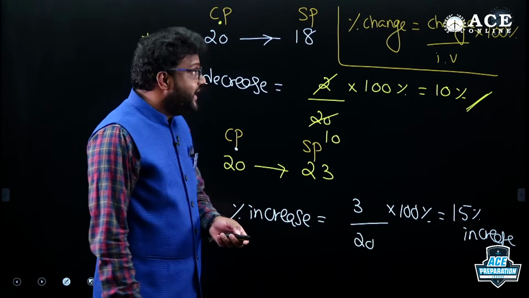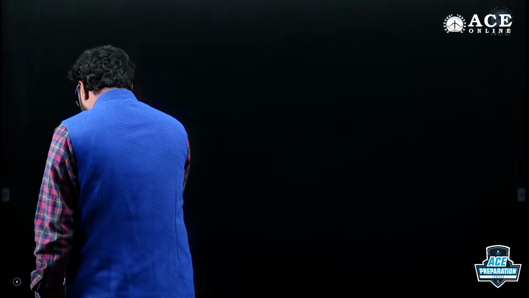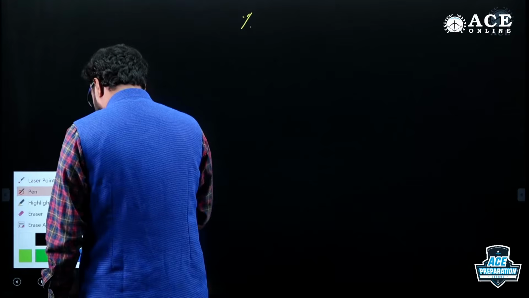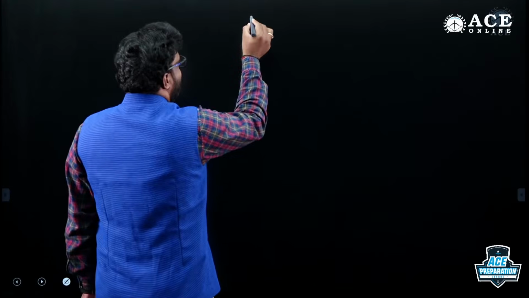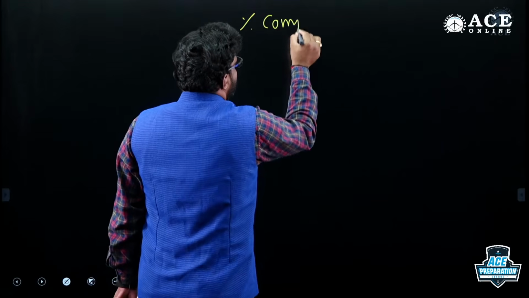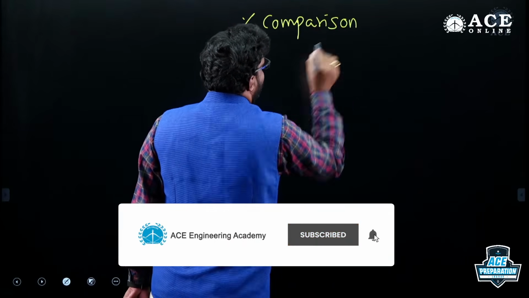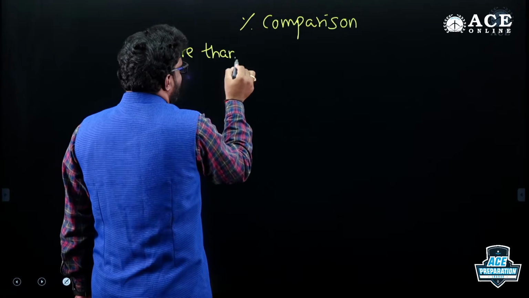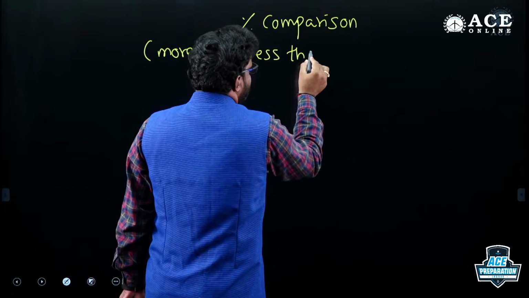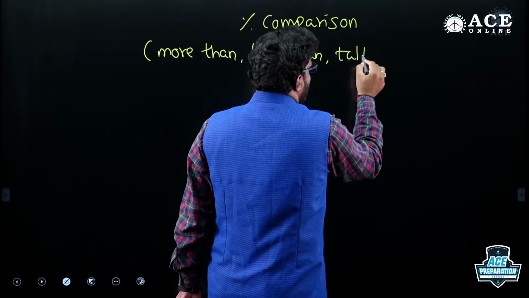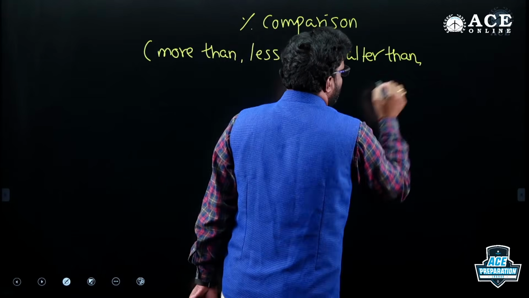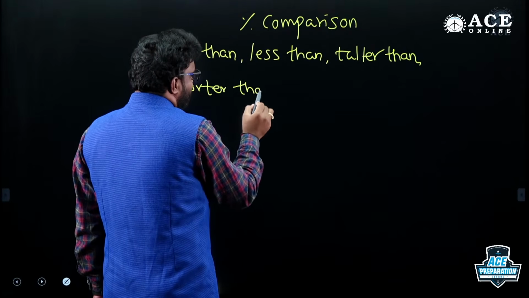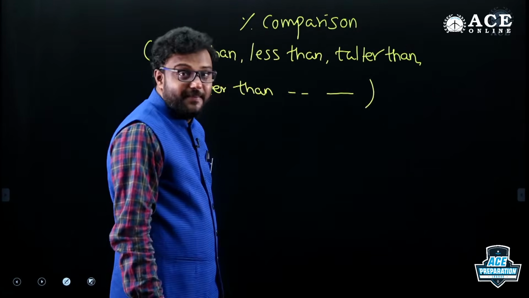Clear? Fine. Next one, percentage comparison, my dear friends. The next very important thing is percentage comparison. We need to compare. In percentage comparison, you can find words like more than, less than, lower than, taller than, shorter than. You can find these types of words. Comparing, than.